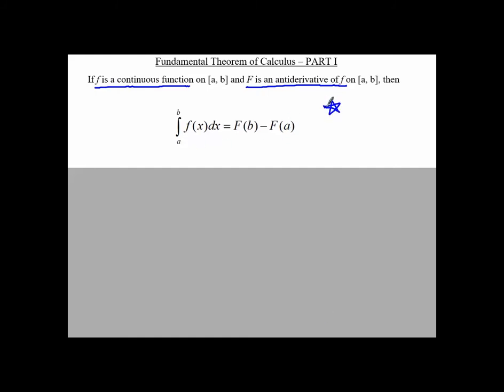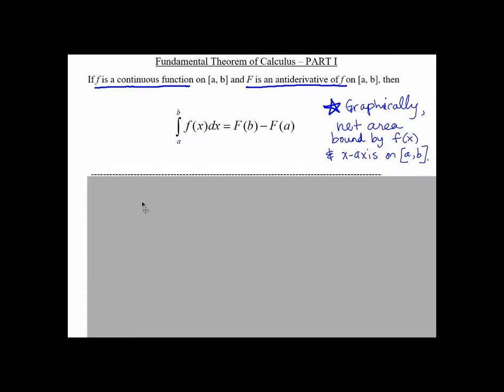Remember that graphically, this means the net area bound by the function f of x, in this case, and the x-axis over the interval a to b. Let's apply this fundamental theorem of calculus.